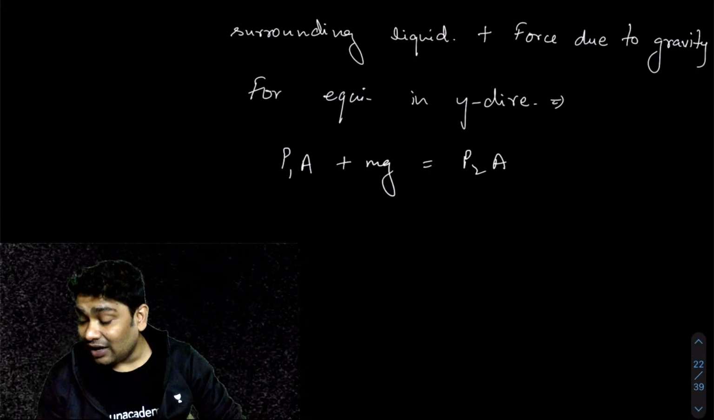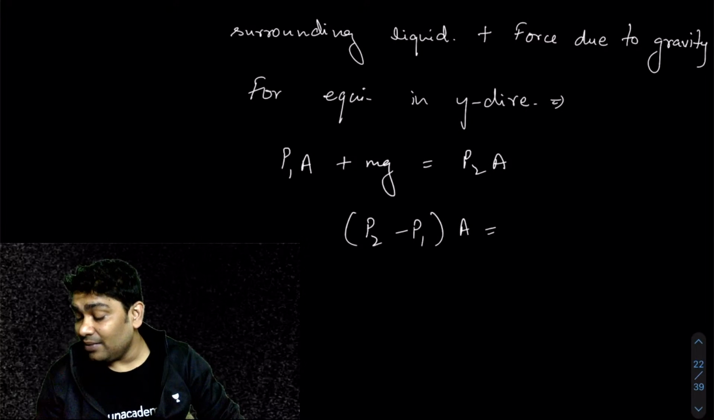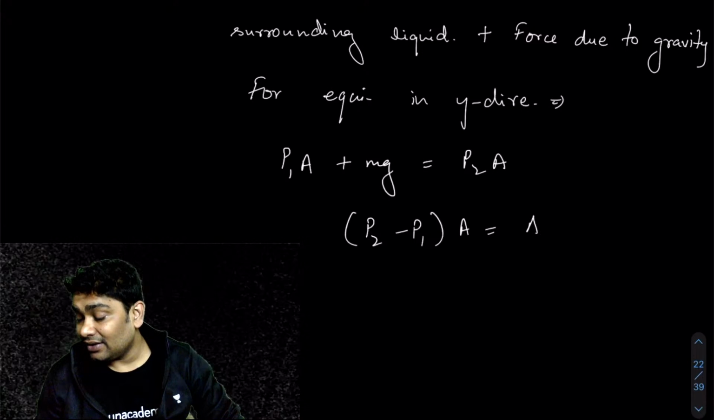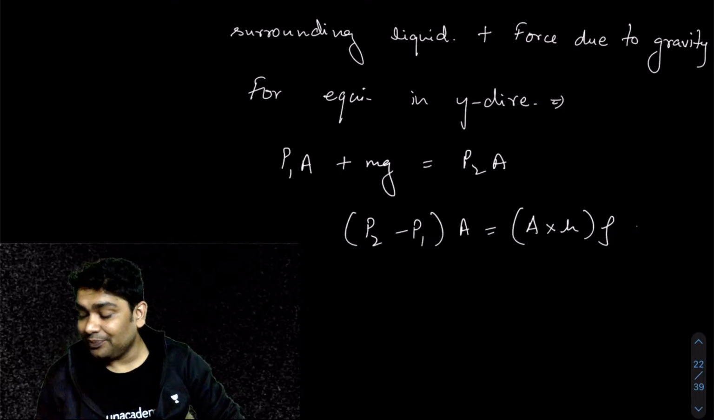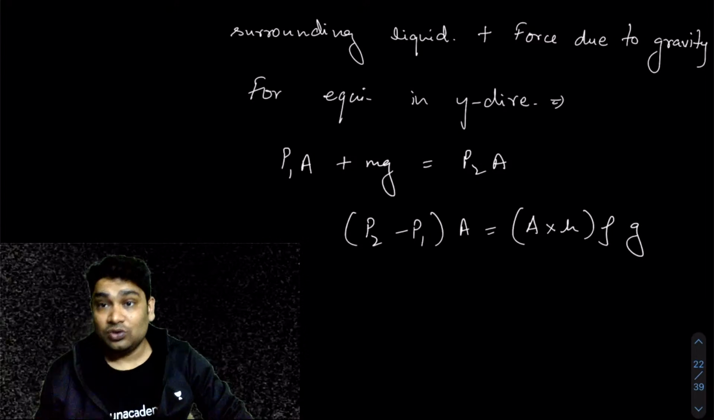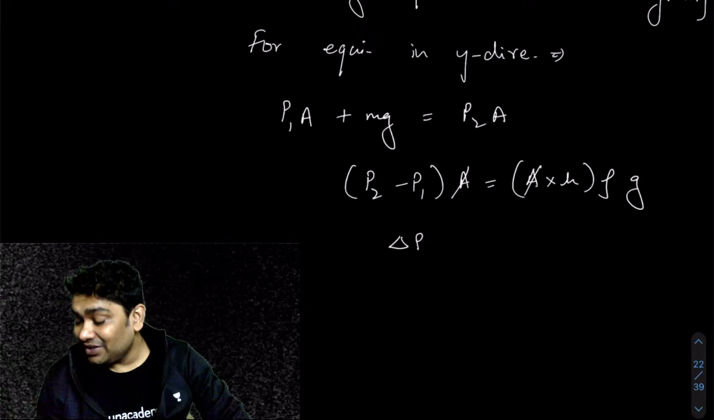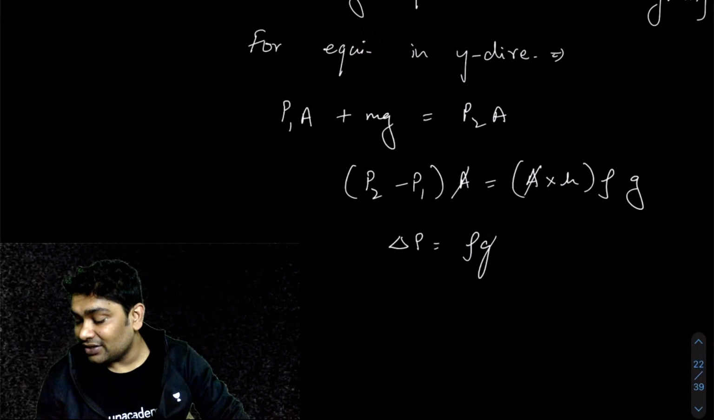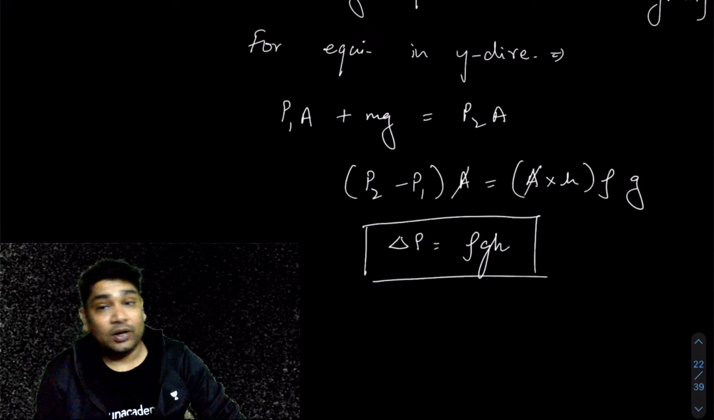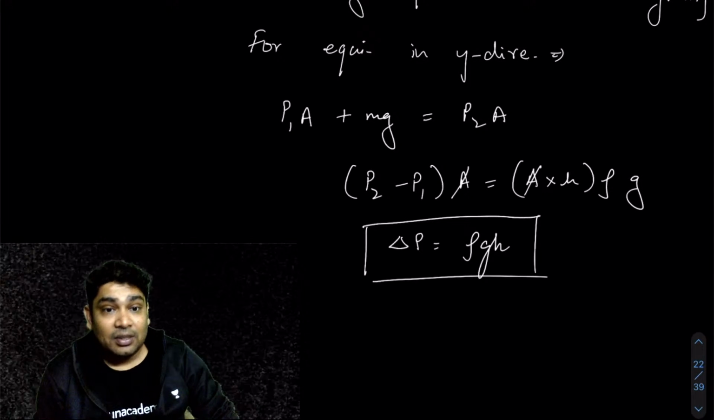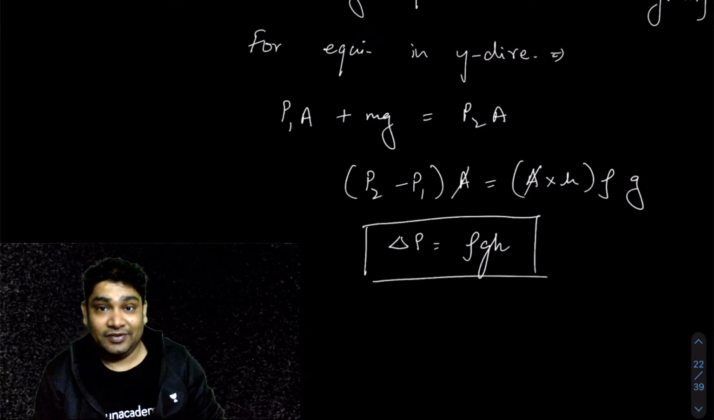So because of that, now I can say (P2 minus P1) times A equals mg, and mg would be A times h, that is the volume, times rho times g. So what we realize is that delta P equals rho gh. This is our expression: whenever you move down in a liquid in the y direction by a distance h, the pressure always increases by rho gh. This is your proof.